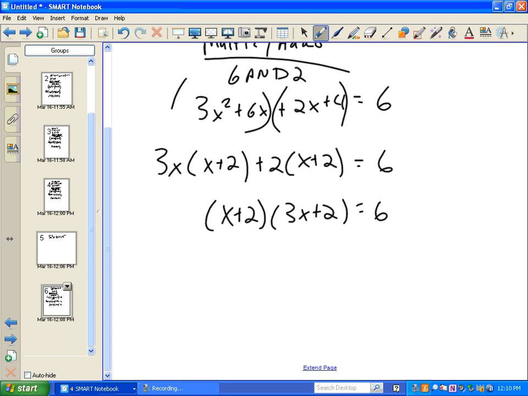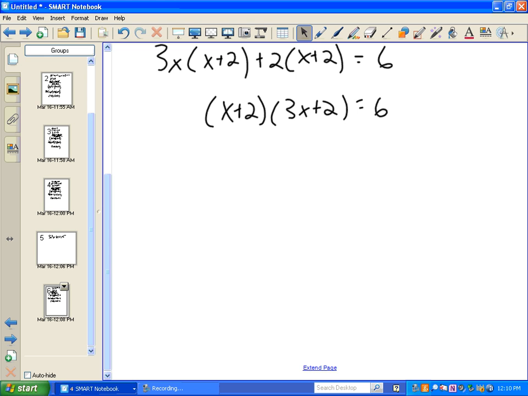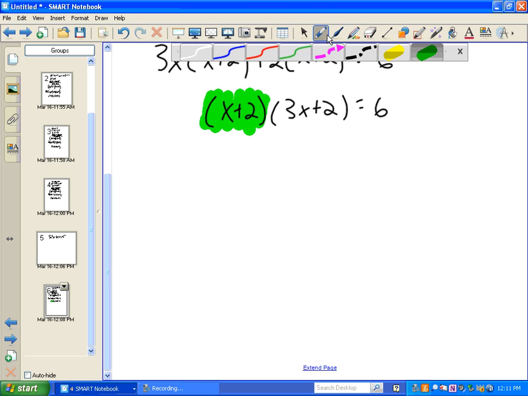Is everyone with me? Because now I'm about to prove my point. Okay? Right here, we're multiplying two things together. We're multiplying x plus 2 times 3x plus 2. So we have this green here being multiplied by the yellow. We do green times yellow, and we get 6. Tell me, what do you know about the green or the yellow? Jordan.